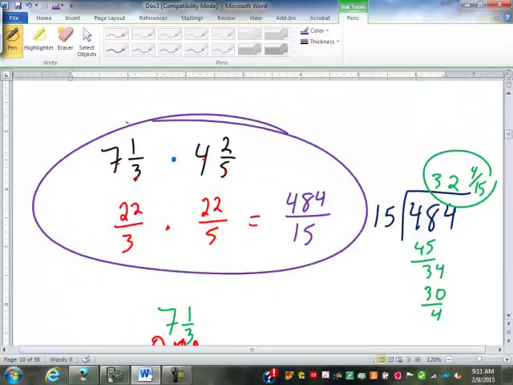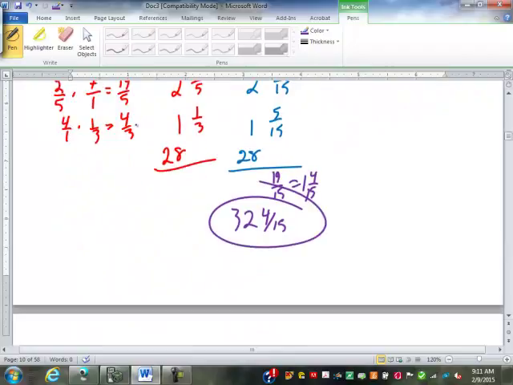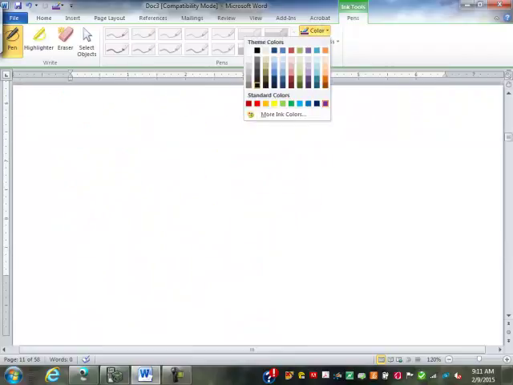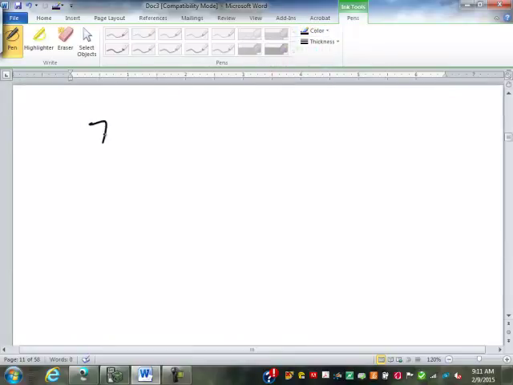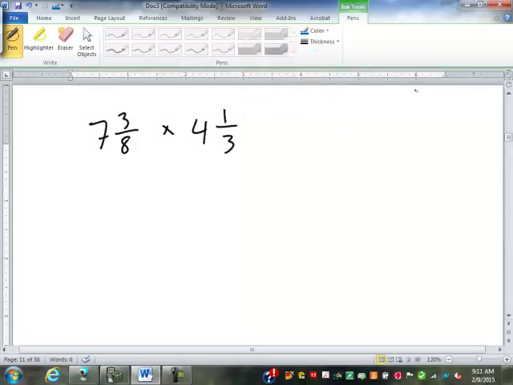This is a lot less work. I'll stick with the improper fractions. Let's do one more with improper fractions, and then we'll look at division. Let's do 7 3/8 times 4 1/3. Tell me what to do.